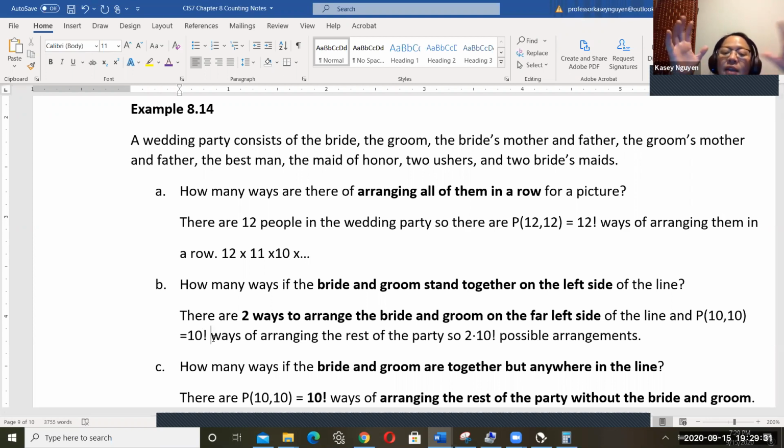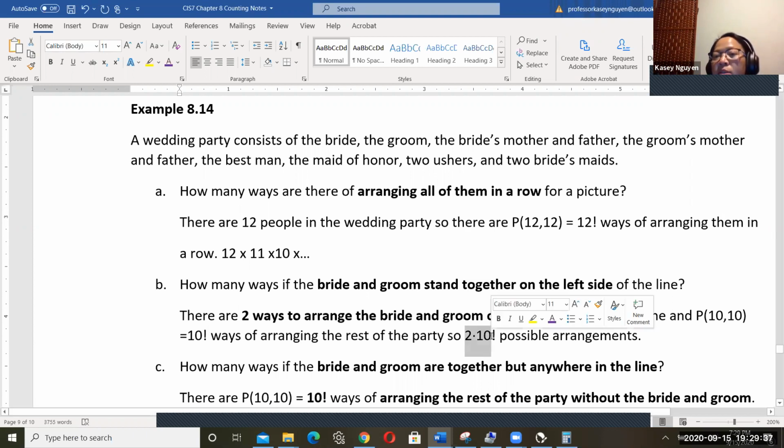Now, that is only half, right? So what we have is 2 ways of that. So we have to take that and multiply it by 2, because you can have the bride on one side and the groom on the other side, and then you switch it. Okay, so you have to multiply it by 2.